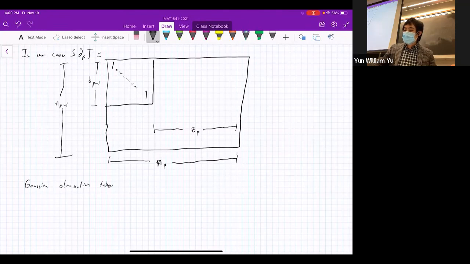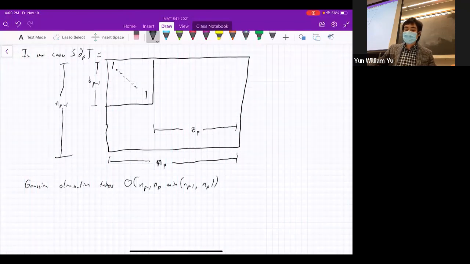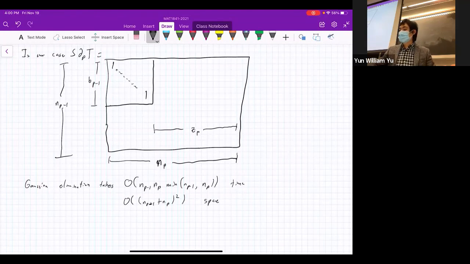And it turns out that the Gaussian elimination takes around order n_(p-1) times n_p times the minimum of n_(p-1) and n_p in time, and order n_(p-1) plus n_p squared in space. So it's cubic in time and quadratic in memory, where this is cubic and quadratic in the number of simplices. This isn't great, but this is relatively efficient. And this is why computing simplicial homologies is relatively easy.